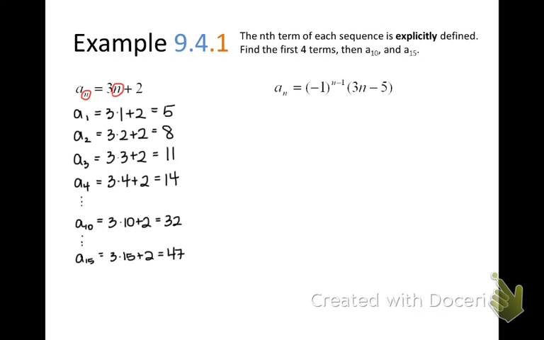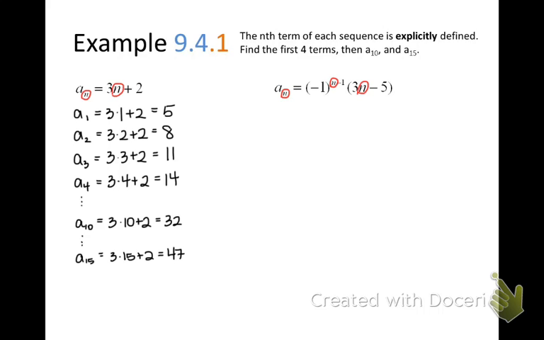Okay. Let's look at the next one. The next one has kind of a nifty little trick to it with that -1 to the n minus 1. The first thing we want to recognize is, again, you're taking your sub number and plugging it in here, but you're also plugging it in here, right? So you're plugging it in for a power, and then you're plugging it in for a multiplier.